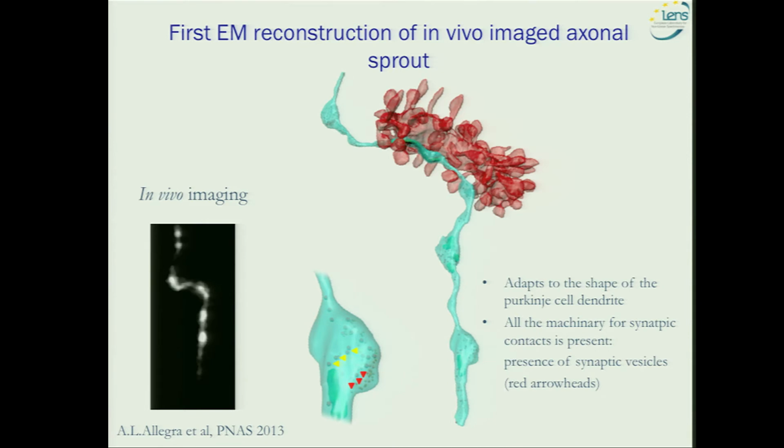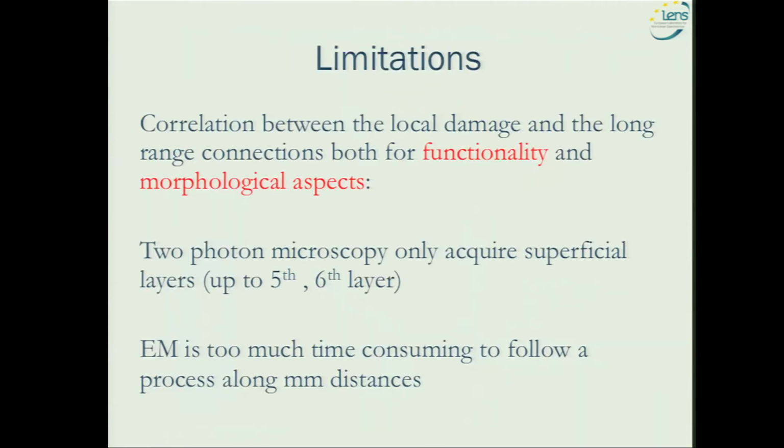So combining two-photon and correlative electron microscopy, it is possible to zoom in and to see if the perturbed system and the reactive plasticity is forming new branches, is forming new synapses. Now, the problem is that the local plasticity is connected to long-range connections. And two-photon is not available to go down up to the 5th, 6th layer in vivo.